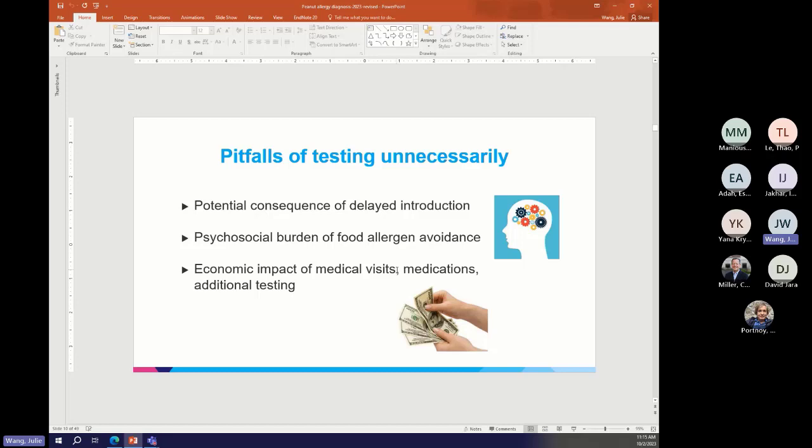Also, we have to consider the economic impact of testing unnecessarily, with false positive tests creating the need for additional tests to figure out the true answer. That may require more medical visits. In the interim, as I mentioned, the child is avoiding specific foods and being prepared to treat allergic reactions with epinephrine autoinjectors, for example. And so all of that incurs financial costs for the family that may not be necessary.